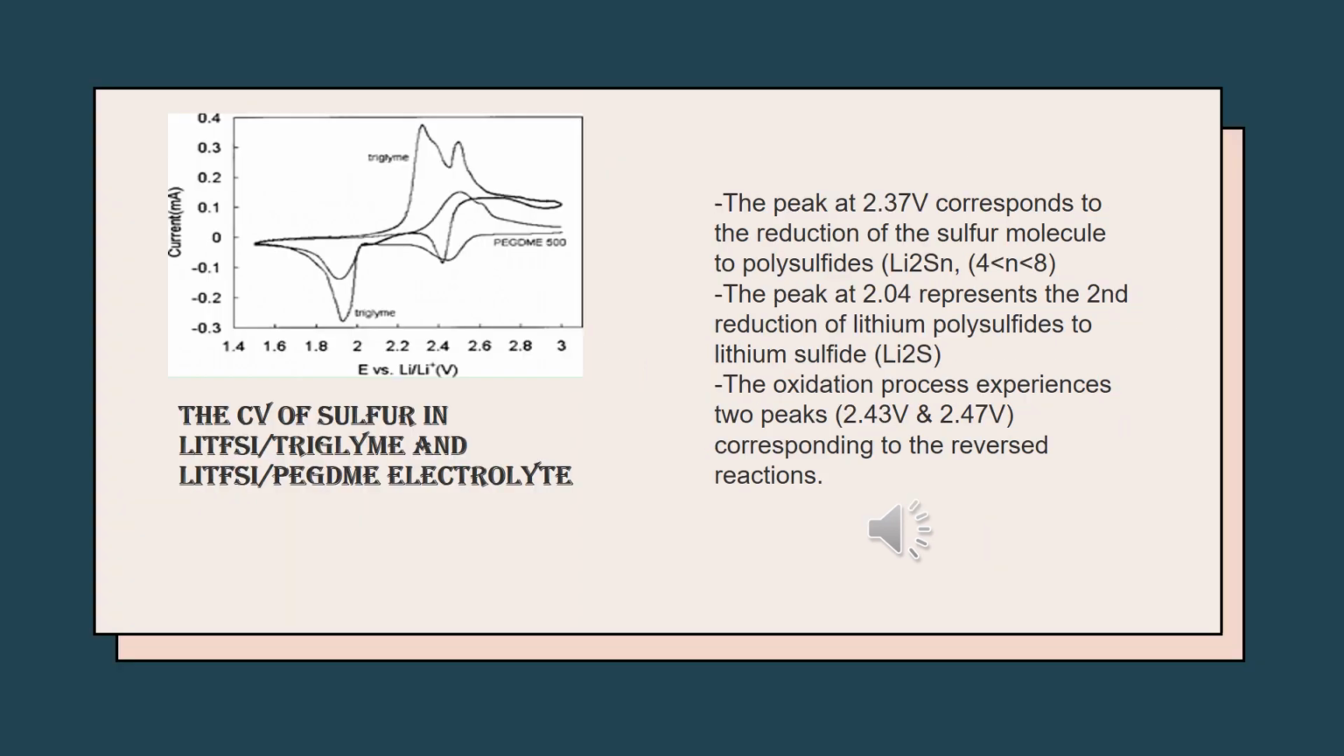Okay, next, this is the figure that shows the cyclic voltammetry of sulfur in LiTFSI and PECDME electrolyte. The peak at 2.37 volt corresponds to the reduction of the sulfur molecule to polysulfides. The peak at 2.04 represents the second reduction of lithium polysulfides to lithium sulfide. The oxidation process experiences two peaks, at 2.3 volt and 2.47 volt, corresponding to the reverse reaction.